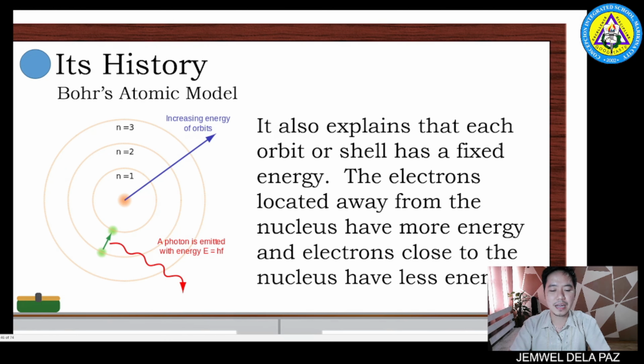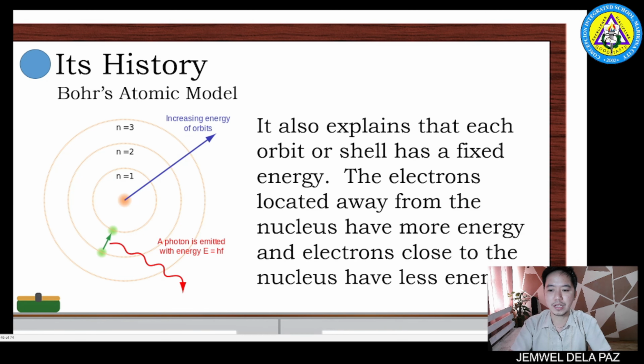It also explains that each orbit or shell has a fixed energy. In our illustration, you can see that there are three shells or orbits. Bohr's atomic model says that it has fixed energy. The electrons that are found away from the nucleus have more energy, and the electrons closer to the nucleus have less energy.